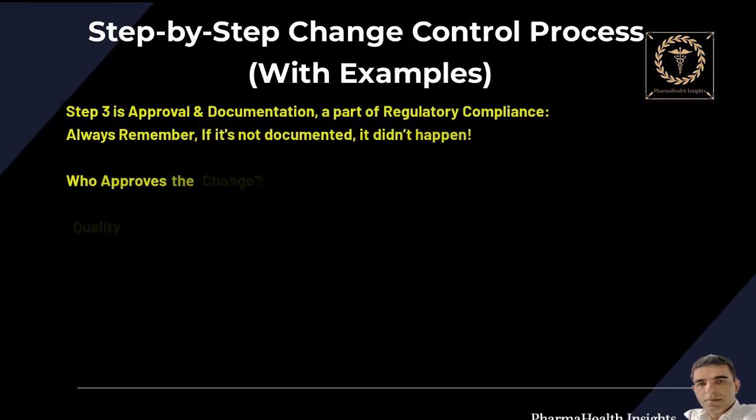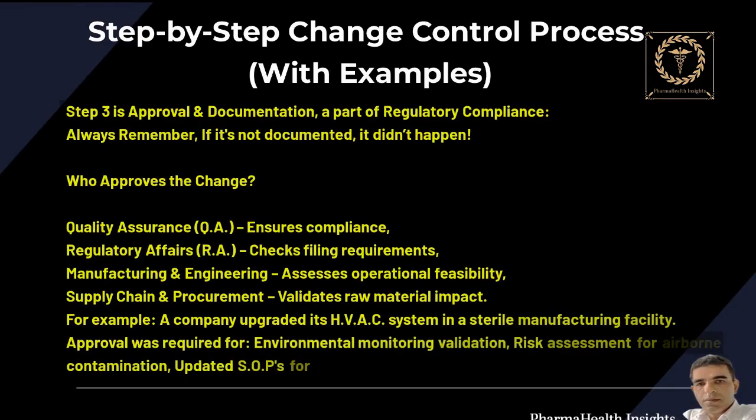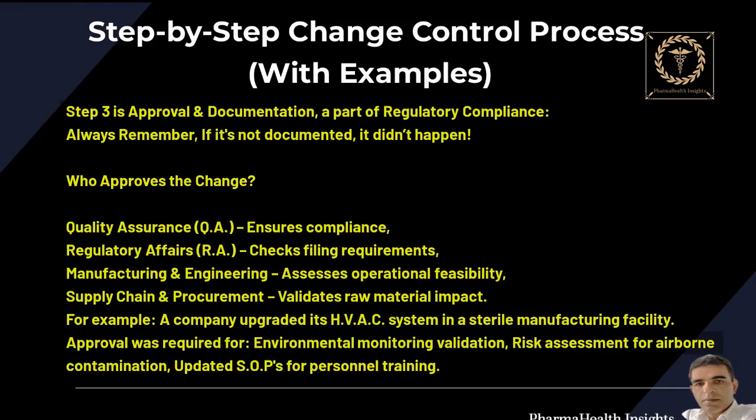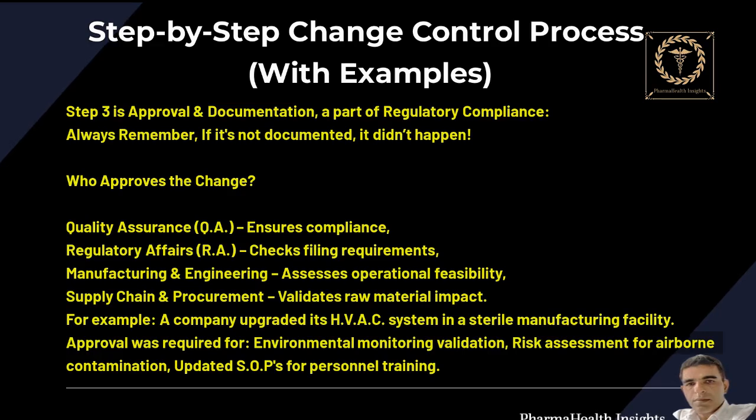Step 3 is approval and documentation, a part of regulatory compliance. Always remember, if it's not documented, it didn't happen. Who approves the change? Quality assurance, QA, ensures compliance. Regulatory affairs, RA, checks filing requirements. Manufacturing and engineering assesses operational feasibility. Supply chain and procurement validates raw material impact. For example, a company upgraded its HVAC system in a sterile manufacturing facility. Approval was required for environmental monitoring validation, risk assessment for airborne contamination, updated SOPs for personnel training.